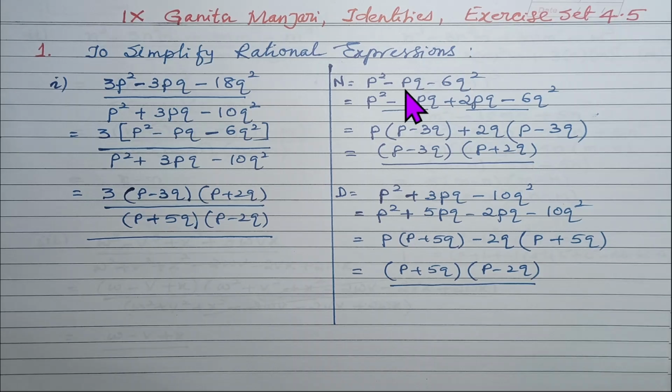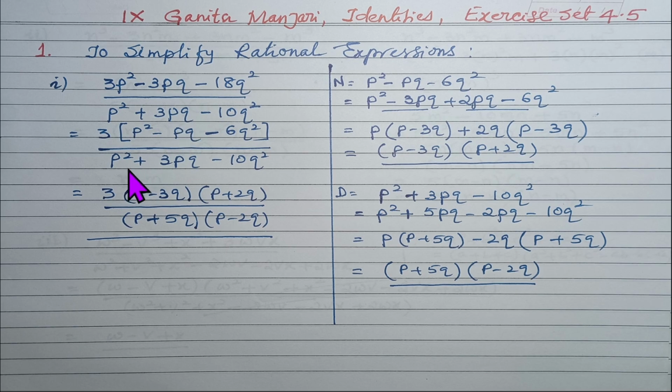Now p square minus pq minus 6q square I have taken separately. Now by middle term splitting method I can split it as minus 3pq plus 2pq, that is minus pq. Minus into plus is minus, 3 into 2 is 6, therefore it is the correct splitting. Therefore I can split as p square minus 3pq plus 2pq minus 6q square. Grouping that, I group it as p square minus 3pq and 2pq minus 6q square. So taking p common here it is p minus 3q, taking 2q common here it is p minus 3q. Therefore the factors are p minus 3q and p plus 2q, and that is the numerator I have got.